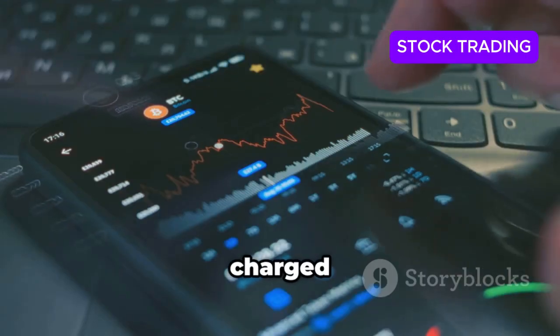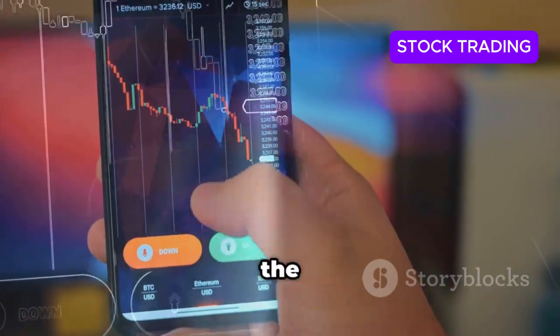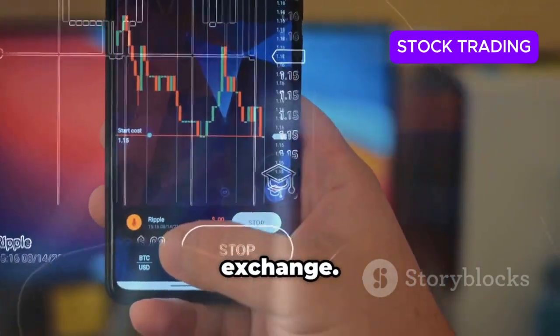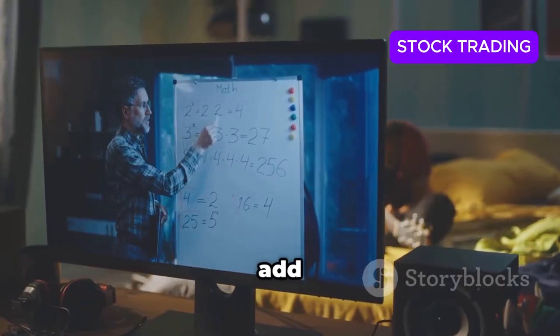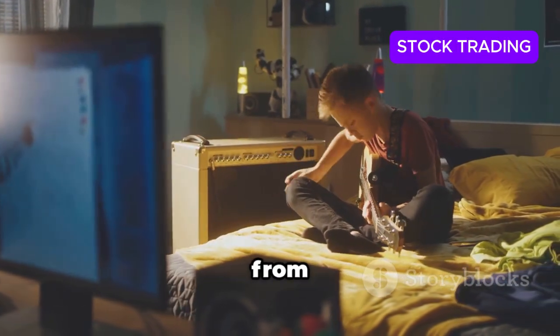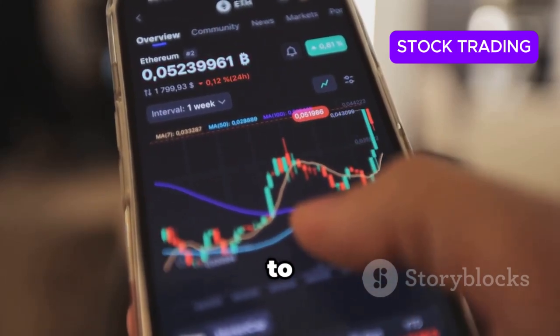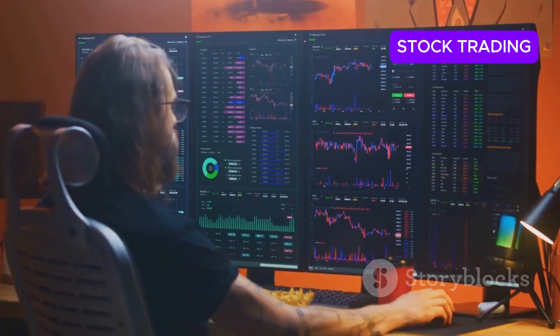Withdrawal fees, which are charged for withdrawing cryptocurrency from an exchange. These vary depending on the cryptocurrency and the exchange. To calculate the total fees, add the trading fees for both exchanges and the withdrawal fee from the first exchange. Subtract the total fees from the potential profit to determine your net profit.